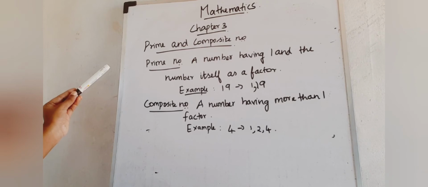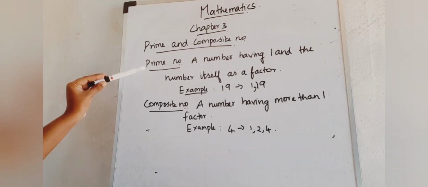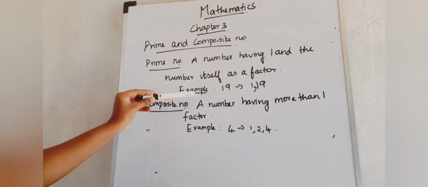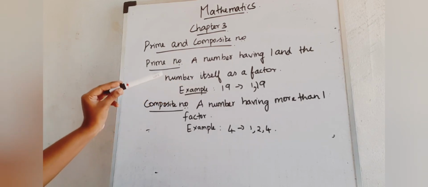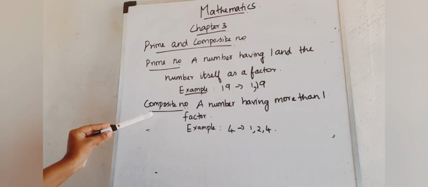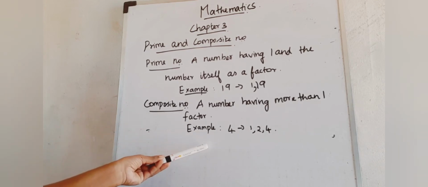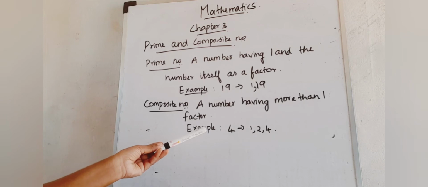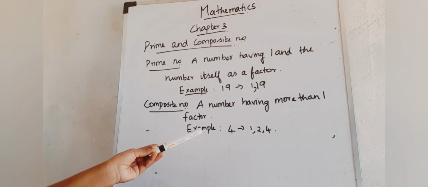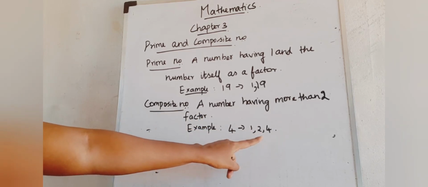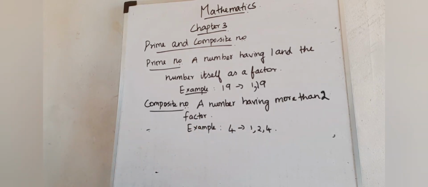Today we are going to see about prime and composite numbers. What is a prime number? A number having 1 and the number itself as its only factors is called a prime number. For example, I am taking 19. 1 and 19 are the only factors of 19. Next is the composite number. A number having more than two factors is called a composite number. When you see 4, it has more than 2 factors, so we say 4 is a composite number.